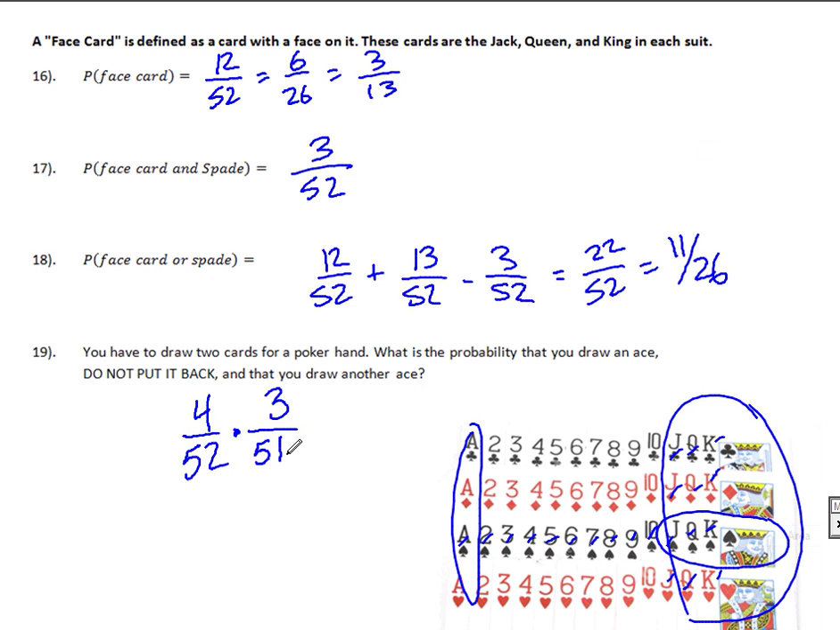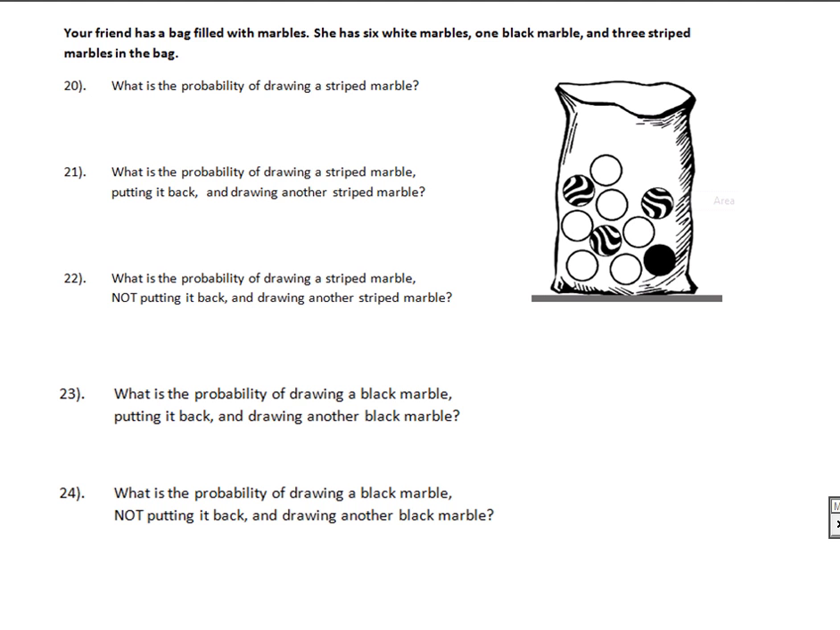hand. So 4 times 3 over 52 times 51, and you would try to simplify that. And when you do, you actually get 1 out of 884 as your probability. So 1 in 884 chance of getting your pair of aces in your hand. Not very good odds.